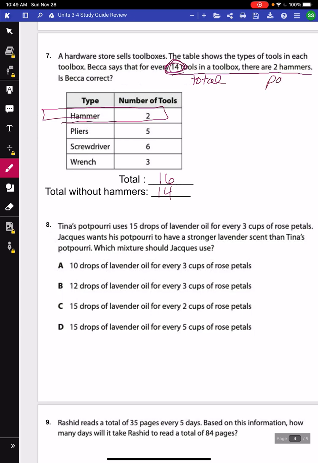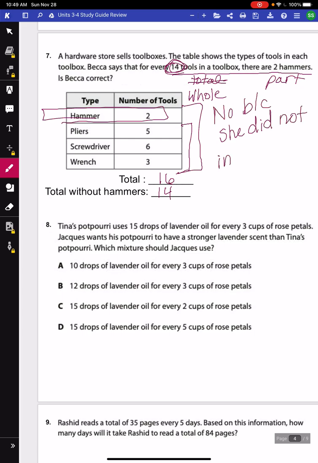to part or whole to part. She would be comparing part to part because this is not the whole. This is the whole. So if we add all those together, we should get 16. So she did not, or no, because she did not include the hammers in the total.